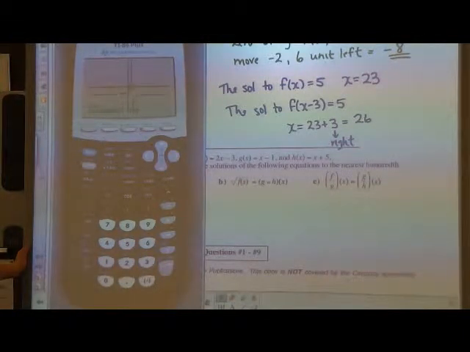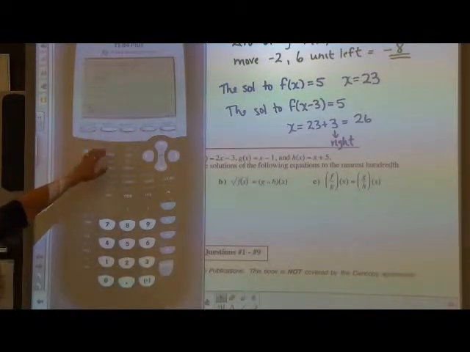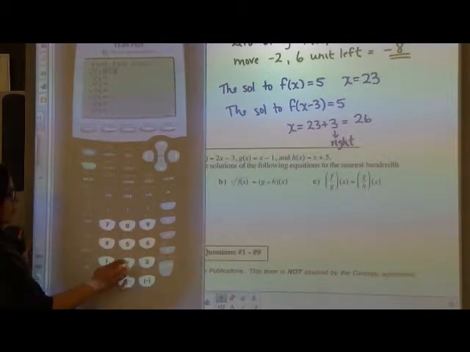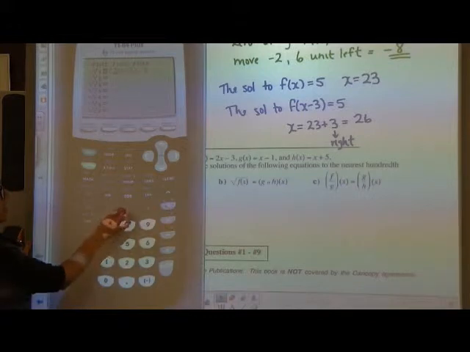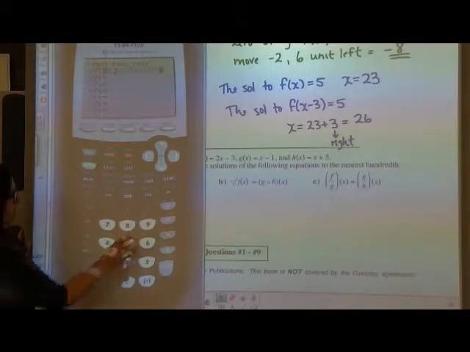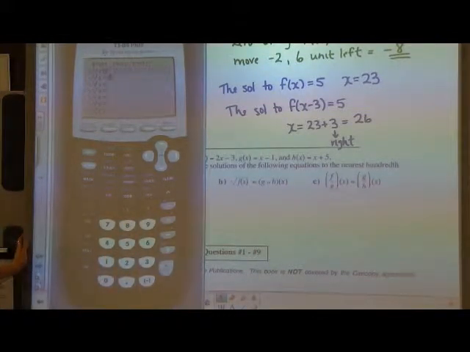So 0.6 repeating, which becomes 0.67. The other way that I could have done this is I could have gone 2x minus 3 divided by x minus 1, and then I could have let y2 be equal to 5. So I could have moved the 5 to the other side and had two equations.